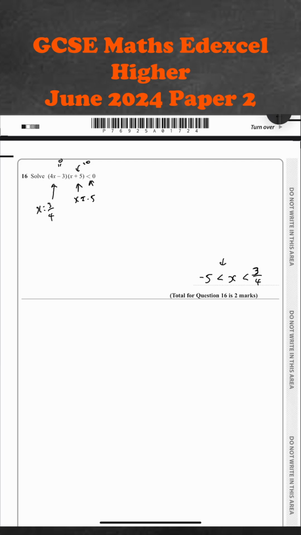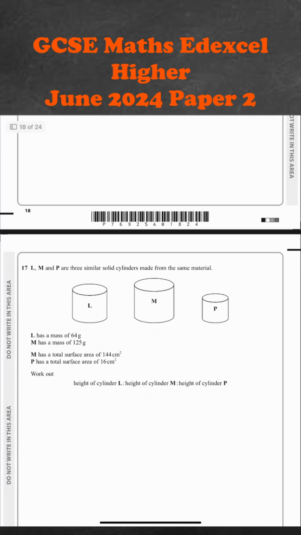So when x equals 6, we get 24 minus 3 is 21, multiplied by 11. When x equals minus 6, we get minus 24 minus 3 is minus 27. Minus 6 plus 5 gives minus 1. Multiply them together, you get a positive number. So it has to be greater than minus 5. And the same thing you can do for the 3/4.